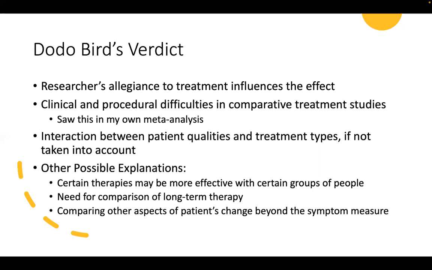And then there's comparing other aspects of the client's change beyond the symptom measure. This is something that I've talked about. My postdoc was specifically with cocaine use disorder, and one of the things that I added to our protocol was a qualitative piece. When we think of outcomes in substance use treatment, we talk about frequency of use, amount of use, amount of time of abstinence, and it's very use based.